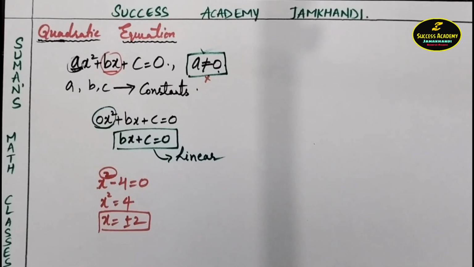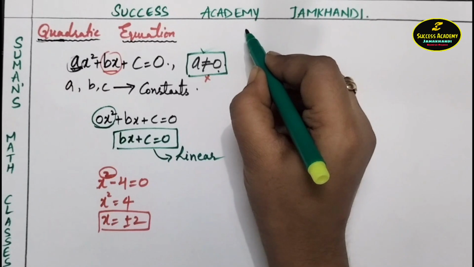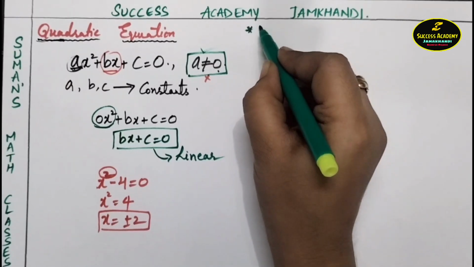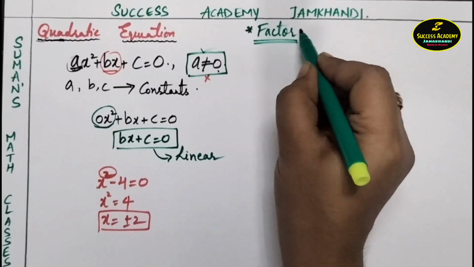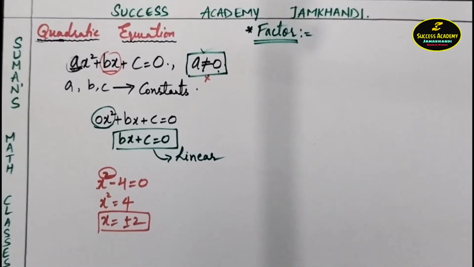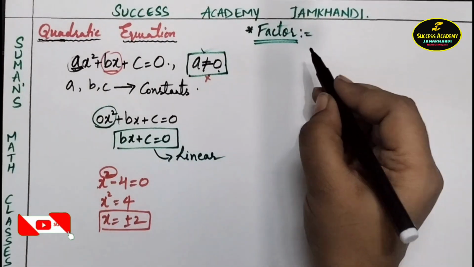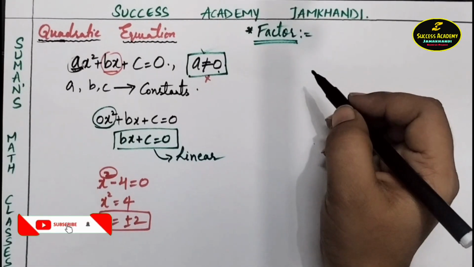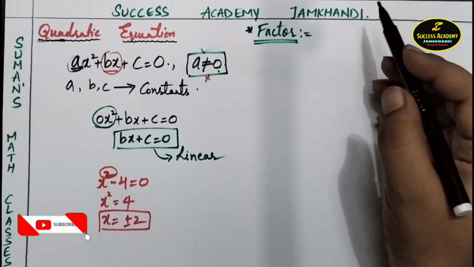Next, there are a few methods of solving a quadratic equation. The first, very important as well as easy, is the factor method. There are actually three methods: one is the factor method, second is the formula method, and third is the graphical method. But today we are discussing only the factor method, that is, how to factorize any quadratic equation.